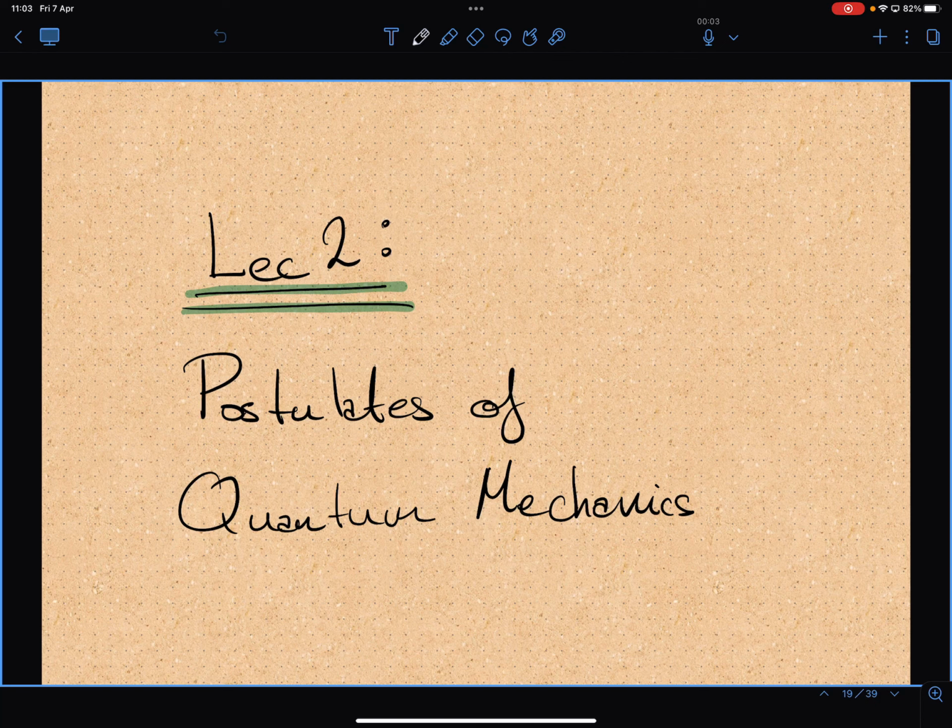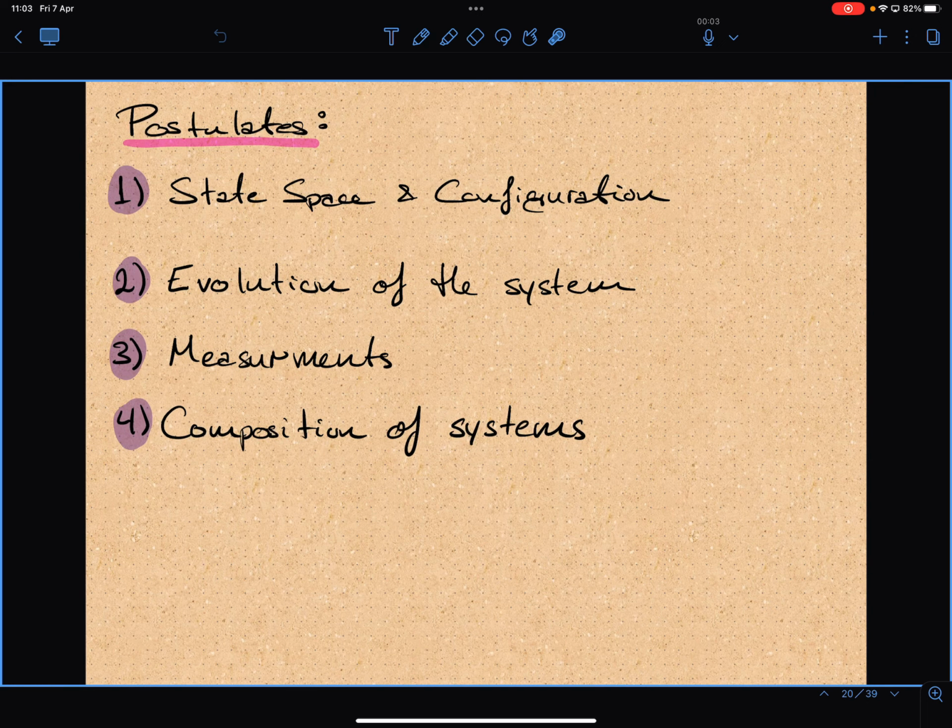All right. So, lecture 2, postulates of quantum mechanics. There's 4 postulates that we're going to go through. In the first lecture, I'm going to focus on the first 2, describing the state space and configurations and the evolution of a system.